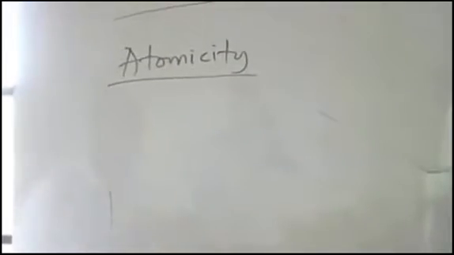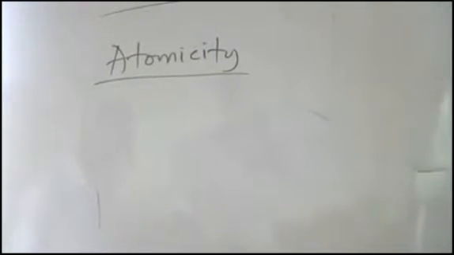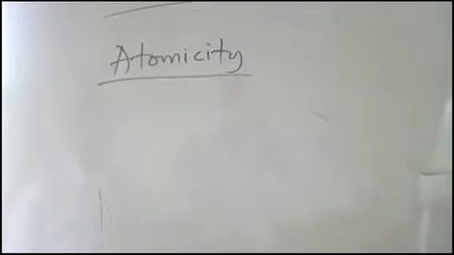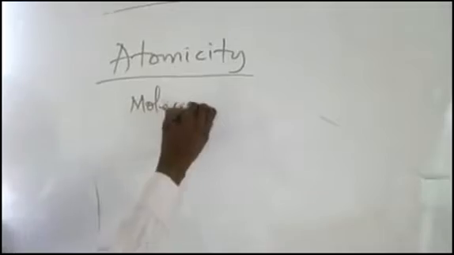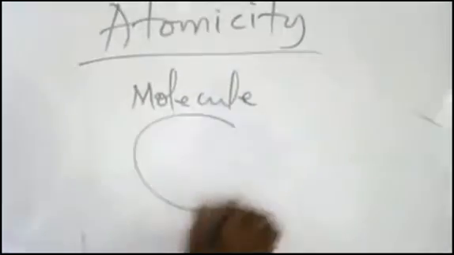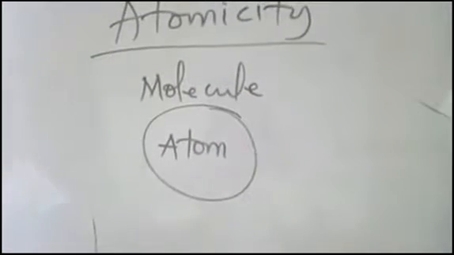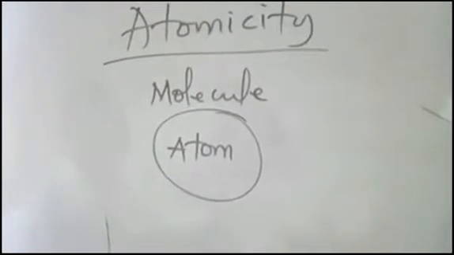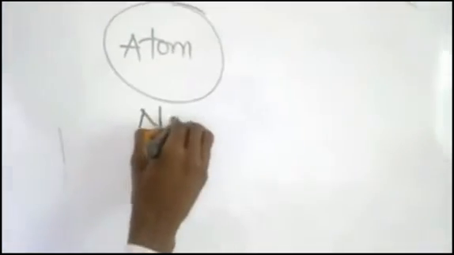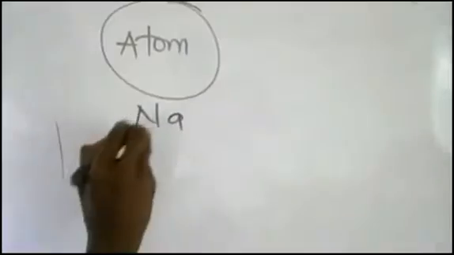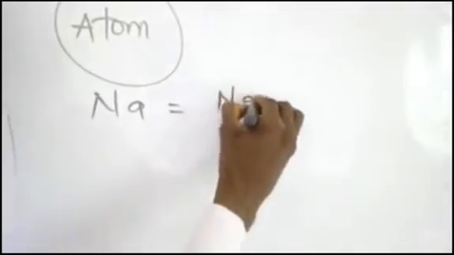Atomicity. Atomicity refers to the number of atoms in a molecule of an element. You know, I told you that inside a molecule we have what we call atoms. So the number of atoms that we have in a molecule is what we refer to as atomicity. Let me say, for example, we can have a sodium molecule. In a sodium molecule, we have sodium atoms.